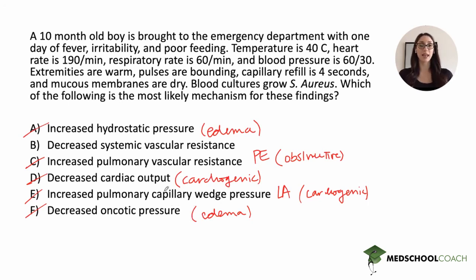So that leaves us with answer choice B. And since we've already learned that the primary disturbance in septic shock is decreased systemic vascular resistance from that peripheral vasodilation and the increased capillary permeability, we can identify answer choice B as being correct. We ruled out all the other answer choices and we learned about the pathophysiology and septic shock, so we were able to identify this as the correct answer.